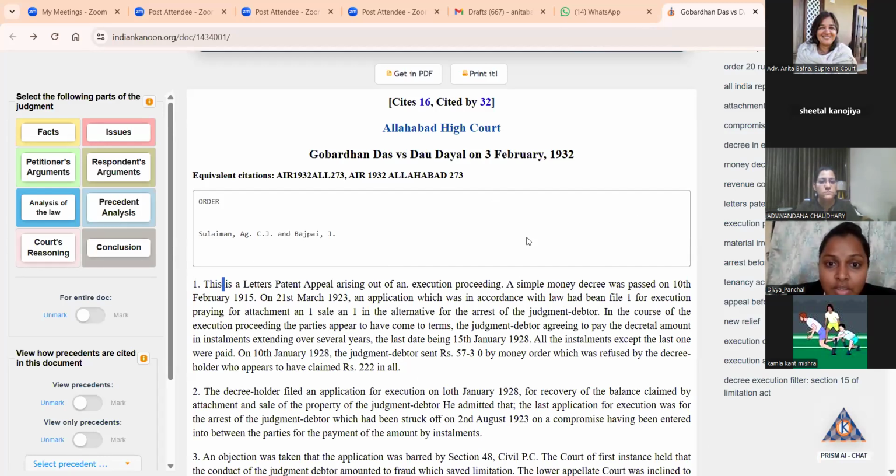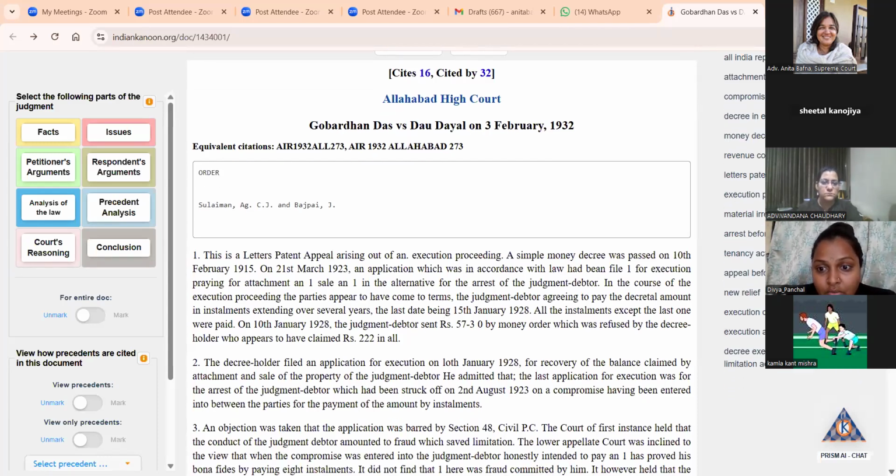Govardhan Das versus Daudayal, on 3rd February 1932. This is a letters patent appeal arising out of an execution proceeding. A simple money decree was passed on 10th February 1915. On 21st March 1923, an application in accordance with law had been filed, one for execution, praying for attachment and sale, and one in the alternative for the arrest of the judgment debtor.